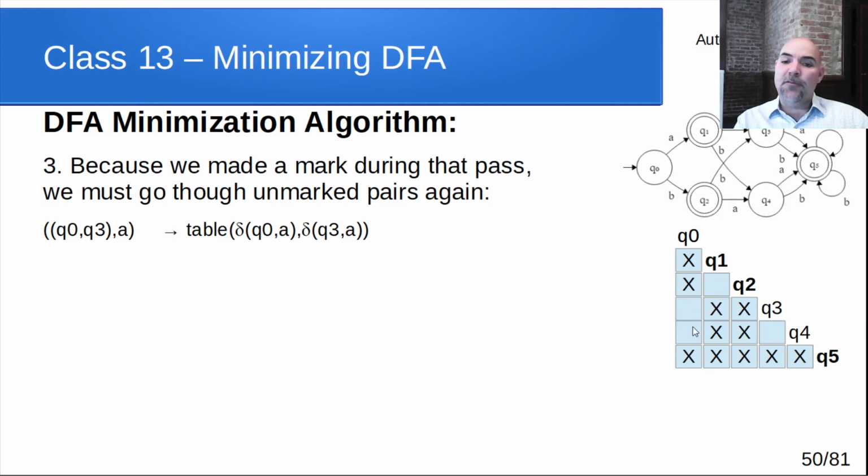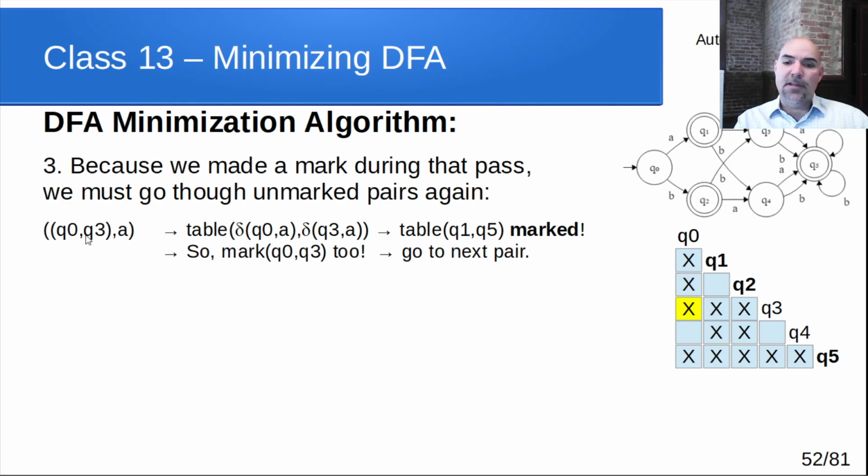So now we're down to 4 that we added 2 to this. So now we have these 4 that are left that are unmarked. So now let's look at 0 and 3. So 0, 3 on an A. 0 on an A goes to 1. 3 on an A goes to 5. So 1, 5 is marked. So 1 versus 5 is definitely marked. And that means we need to mark 0, 3. So 0, 3. We add the mark to that one. And we go on to the next pair.